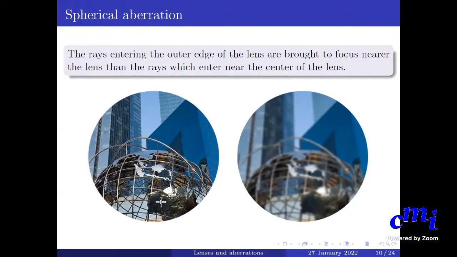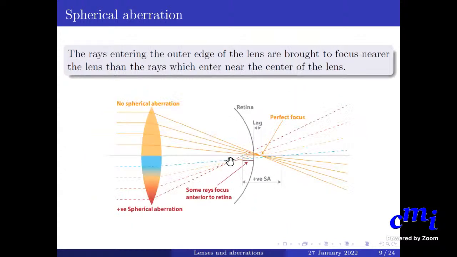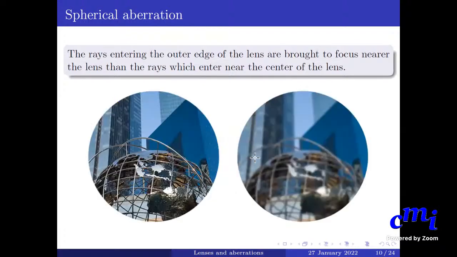So this is the effect of spherical aberration. This is perfect focus on the left hand side, but if you don't have perfect focus, then you will get a blurred image like this. What is happening is that the focus happens here, and then the rays that go ahead create this region of blur. That region of blur appears in the image like this. So this is spherical aberration.